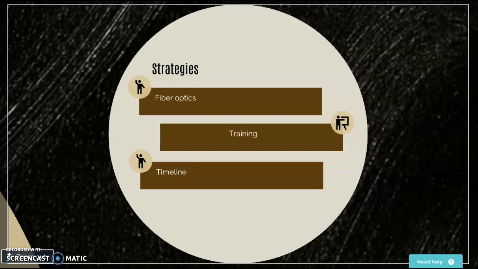We would also need to train teachers so they understood how to problem solve and troubleshoot when issues arose, as well as what the technology was there for. We also had to create a timeline of when these things needed to be set and ready to go.